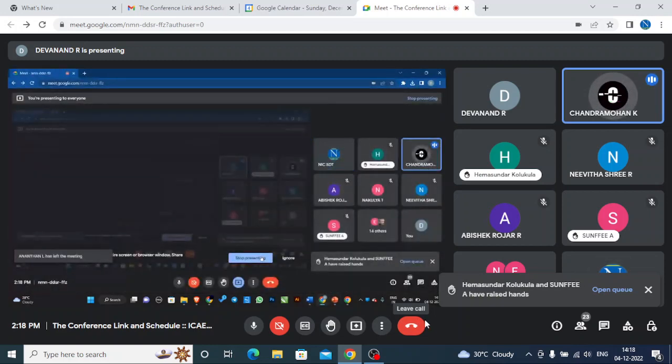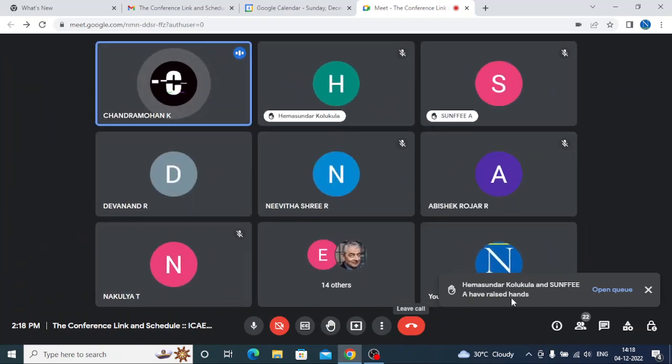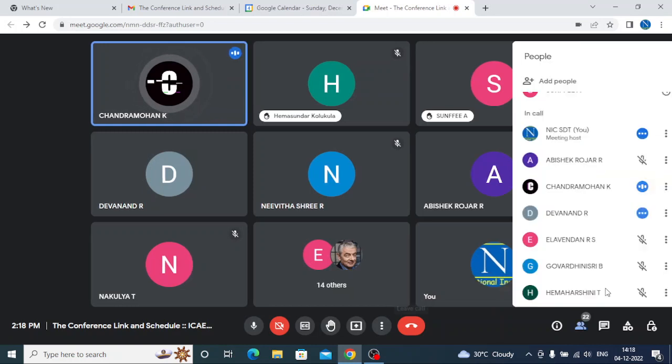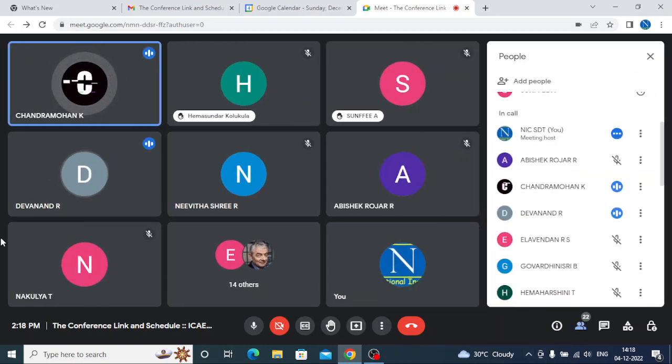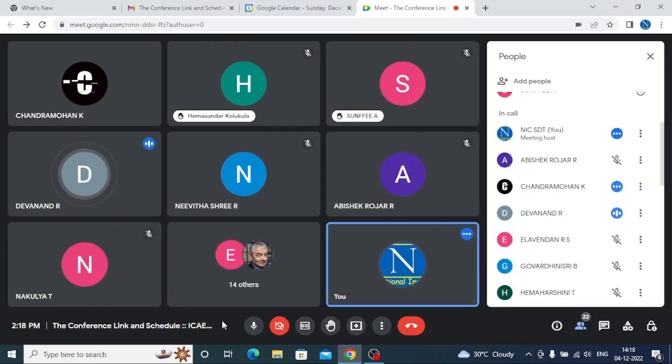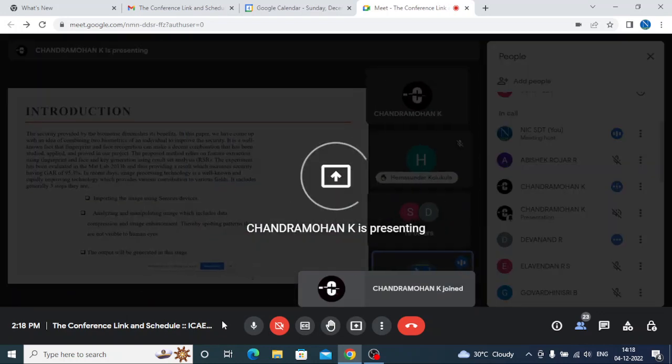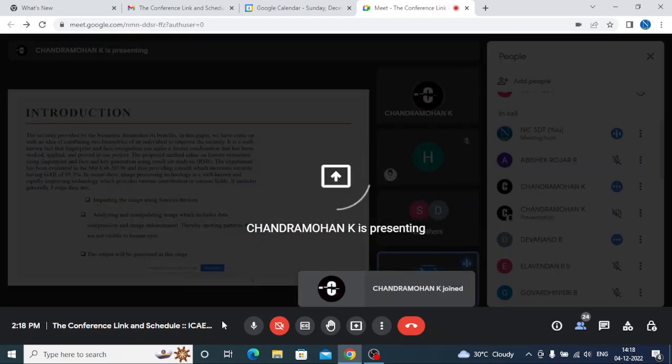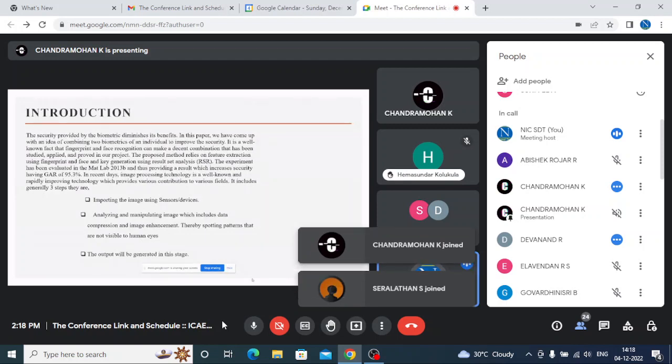Okay, sir. I will tell about the introduction of my topic: the security provided by biometric authentication, and its benefits. In this paper, we have come up with an idea of combining two biometrics.